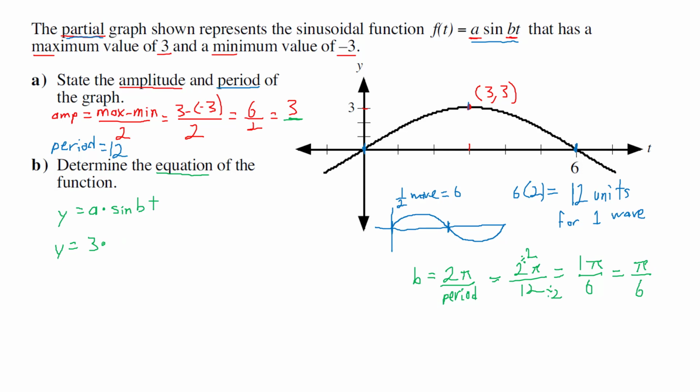So to complete the equation, y is equal to 3 times sine of pi over 6 t. If we want to get technical, we could put brackets around this whole thing to make sure we know it's all part of sine. There we have it.